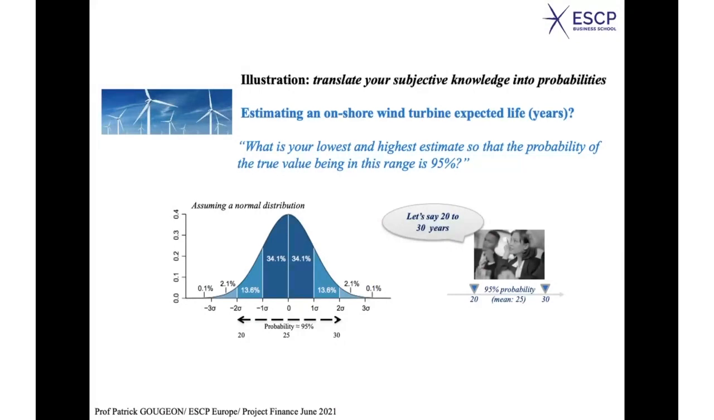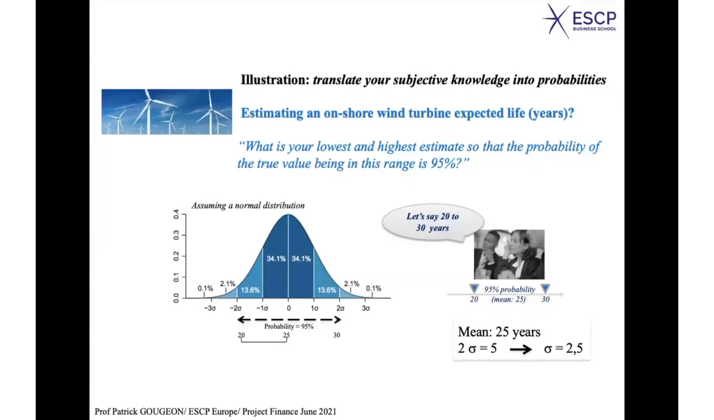In other words, if I take the answer here, you have 95% to be between 20 and 30. If you take a mean of 25, it means that the distance between 25 and 20, if you assume a normal distribution, is 2 standard deviations. So the standard deviation is what we're looking for, okay? And it's easy to find because if 2 standard deviations correspond to a value of 5 years in this case, then it means that the standard deviation is 2.5.